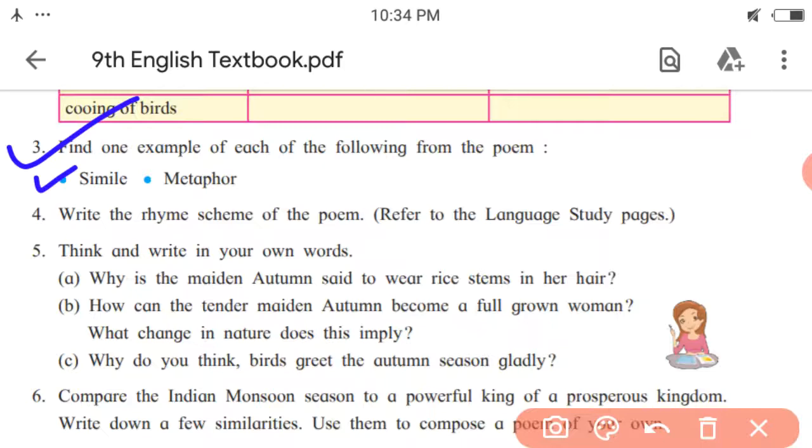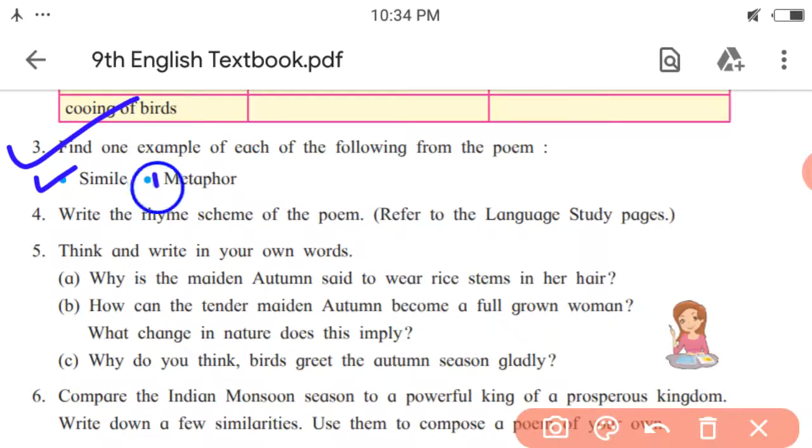It is given in the last two lines of the first stanza. Birds greet her with their cooing glad, like a bracelet's tinkling song. And you know very well the figure of speech simile: the line or the example of simile includes the words like, as, so, or like.